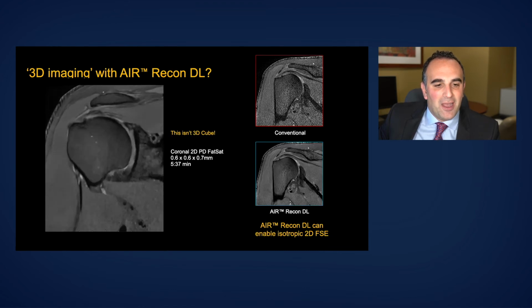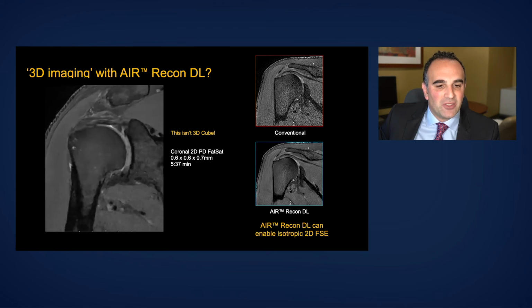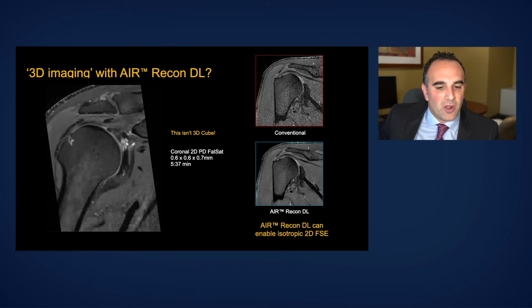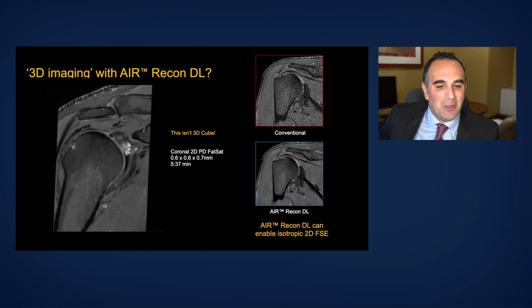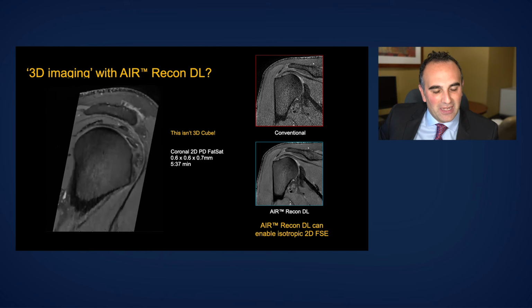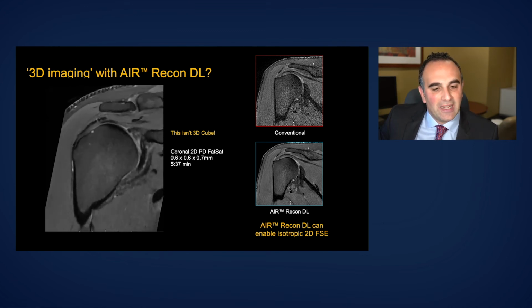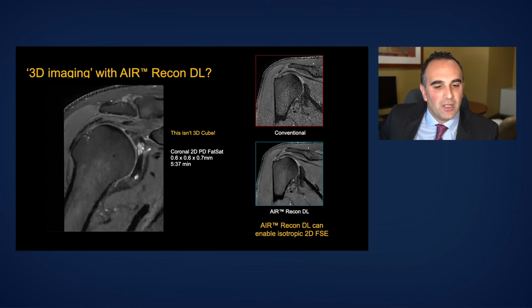Lastly, one exciting potential application of AIR Recon DL to 2D images is to obtain an isotropic or a near isotropic acquisition and create, if you will, multiplanar reformations that appear to be acquired in a 3D plane, which is more conventionally what's used to create these multiplanar reformations. So this is an example of a shoulder to which we've applied the DL recon.